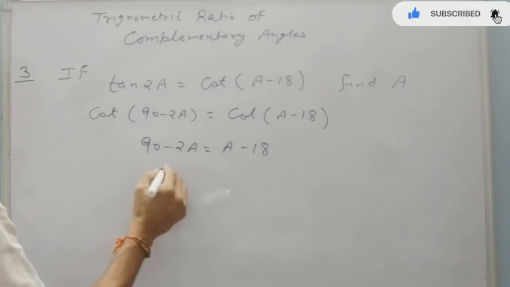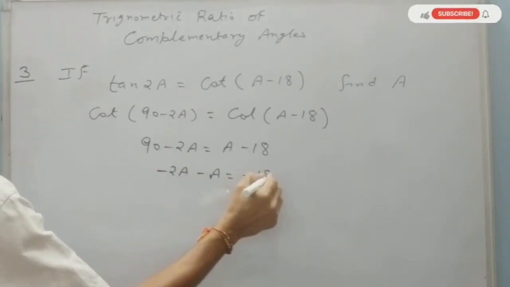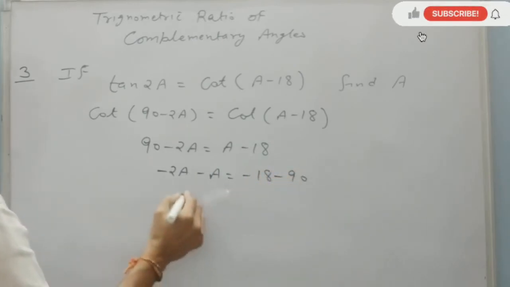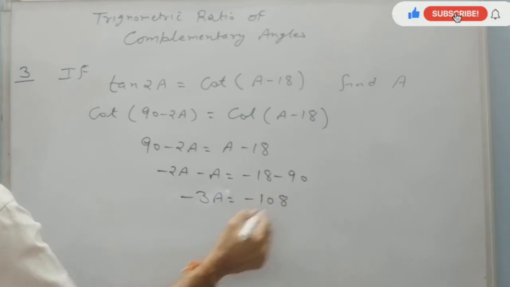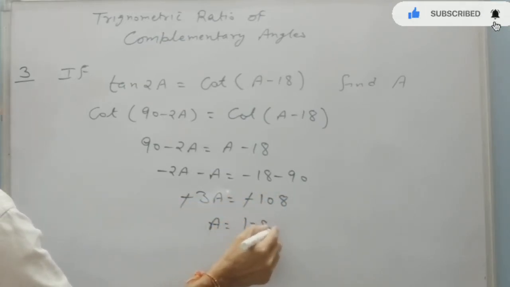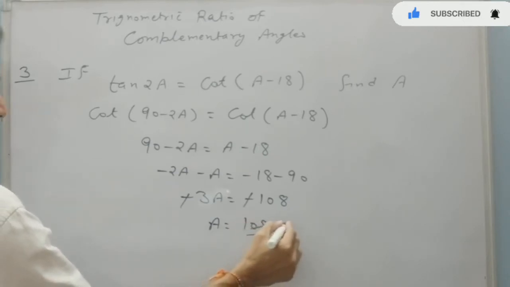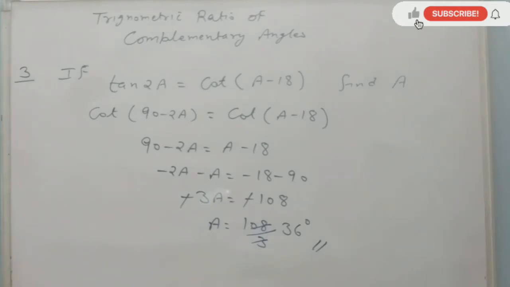Keep the A terms aside. That is 18 minus 90, minus 3A equals minus 108. Then minus and minus cancel out. A is equal to 108 upon 3, or it is 36 degrees, the value of A.